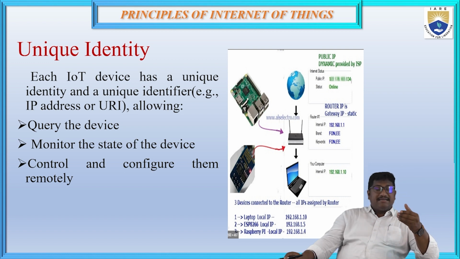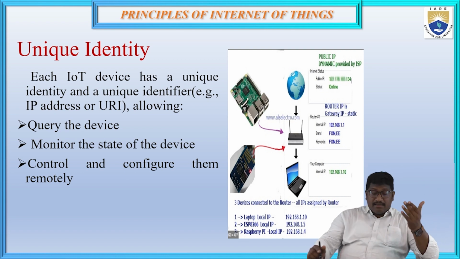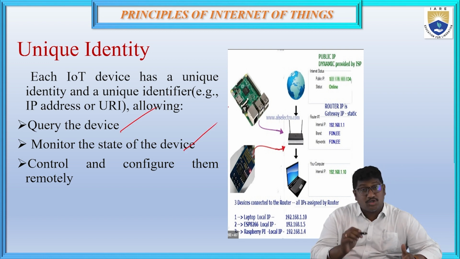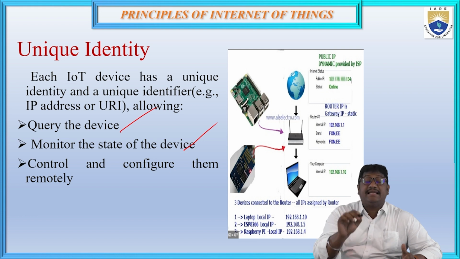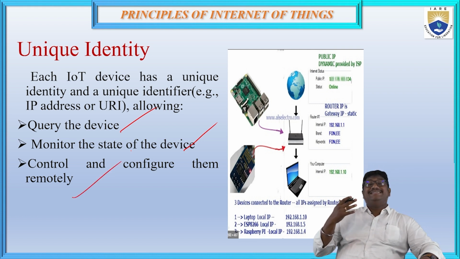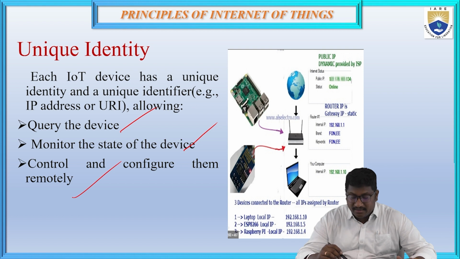That unique identity will be considered as an IP address or else a URI, allowing us to query the device, to monitor the state of the device, and also to control and configure it remotely. These are the three things done by the unique identity characteristic. See here in the form of a diagram, see how things are.